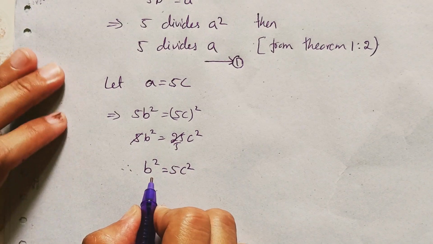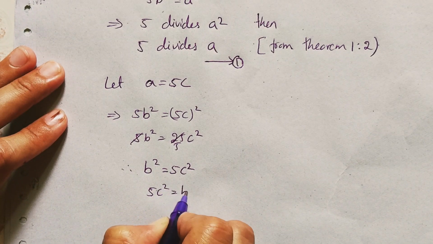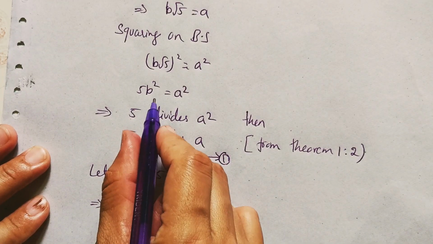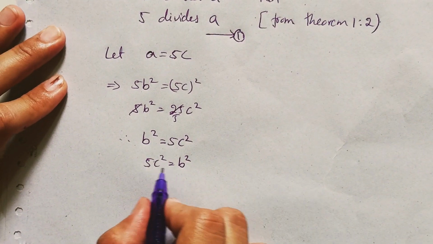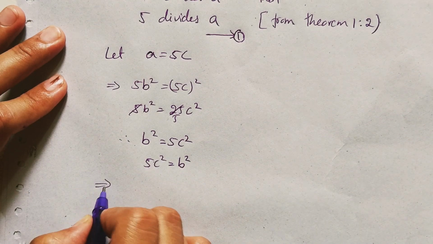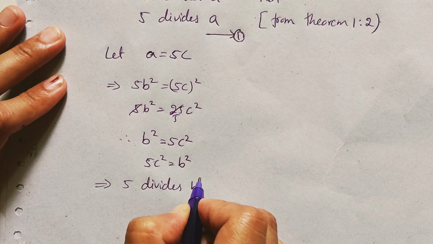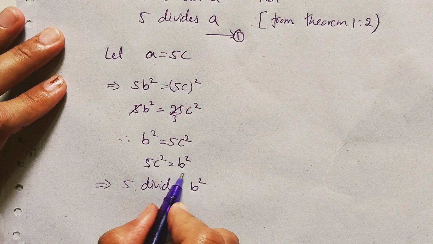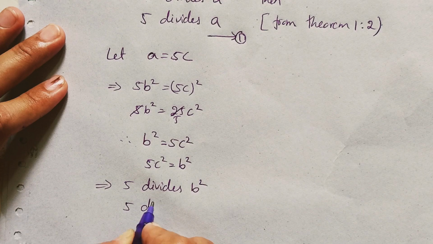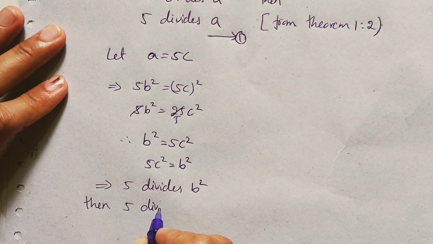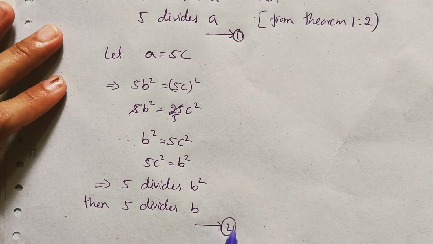Here we can write this as 5c square equal to b square. This is in the same form, that's why I have taken this one. So here we can say that 5 divides b square. If 5 divides b square, then 5 divides b also. Okay, this is equation 2.